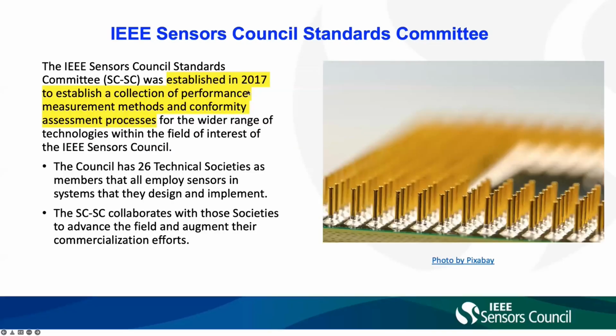And then in 2017, we established the IEEE Sensors Council Standards Committee. And now this particular committee can sponsor standards. We report both to the council and to the Standards Association, and we organize standards projects, and we can publish them through the Standards Association.